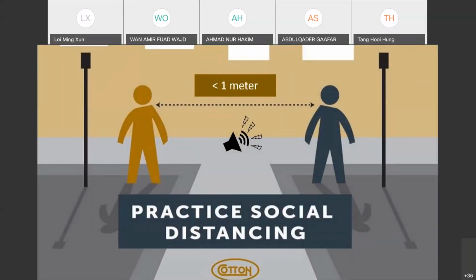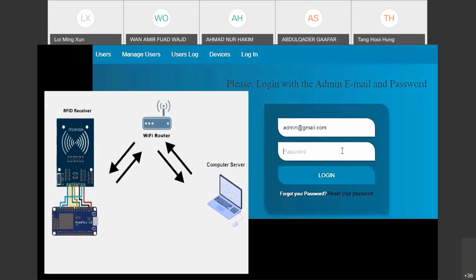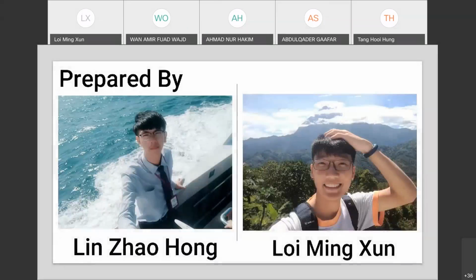For future work, we will try to use other sensor or device to let the RFID tracker make noise when the device are keeping less than 1 meter distance. This can make sure that the customer keeps social distancing between each other in the shop. We can also implement IoT, which is Internet of Things, to allow the admin to manage and do the administration work through Internet. That's all from us.